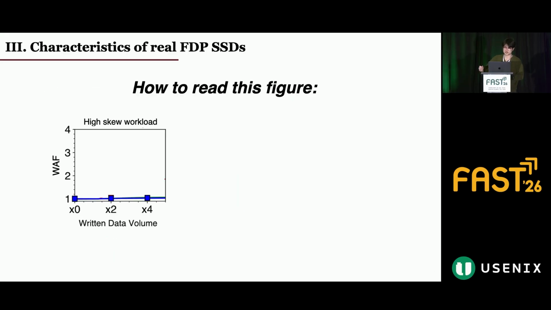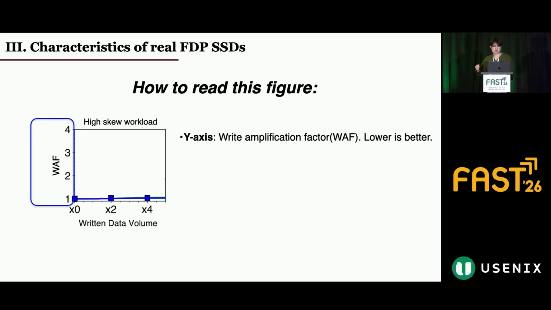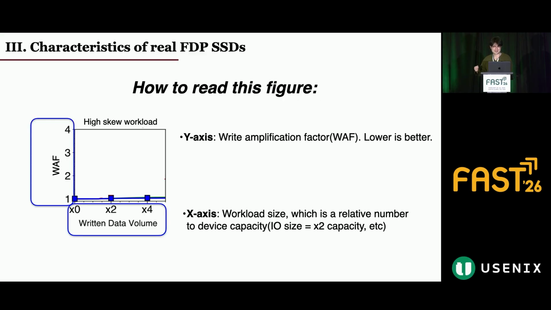Before we dive into the results, let me quickly explain how to read the figures throughout this section. This is an example of write amplification. The Y-axis shows the write amplification factor, or WAF, so lower is better. The X-axis is the workload size, which is relative to the device capacity. So X equals 2 means the workload size is equivalent to two times the device capacity, etc.